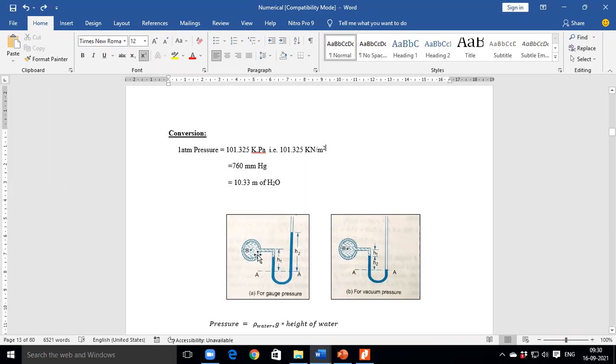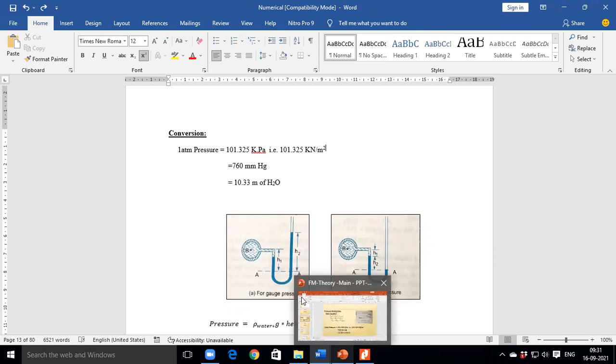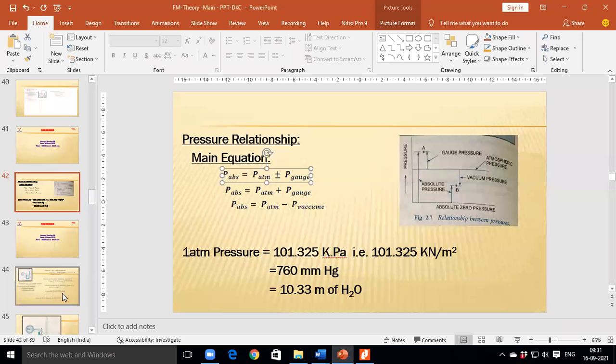Inside the pipe there is a fluid. The fluid inside the pipe exerts some pressure on the mercury, and the height of the mercury is measured below the datum line. Okay, in this figure there is a slight mistake. I will show you a different figure.